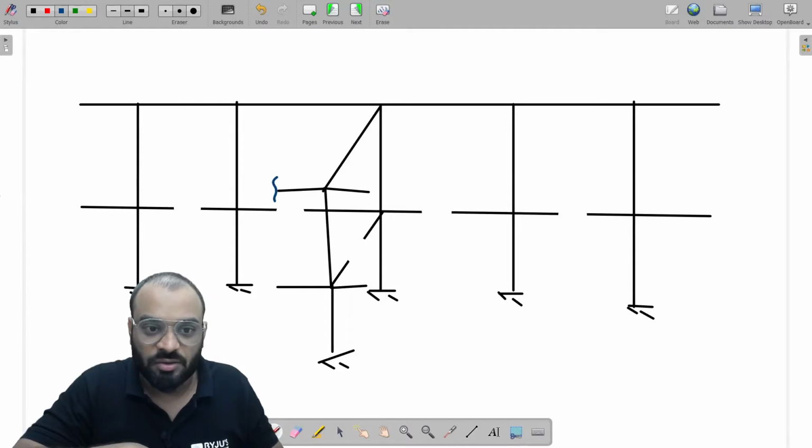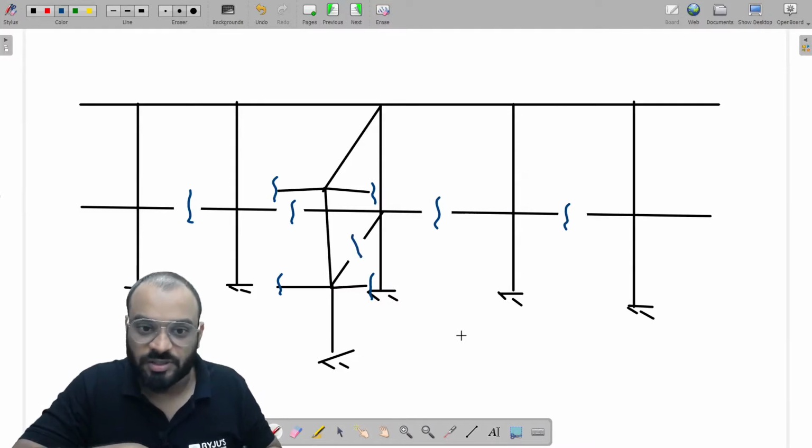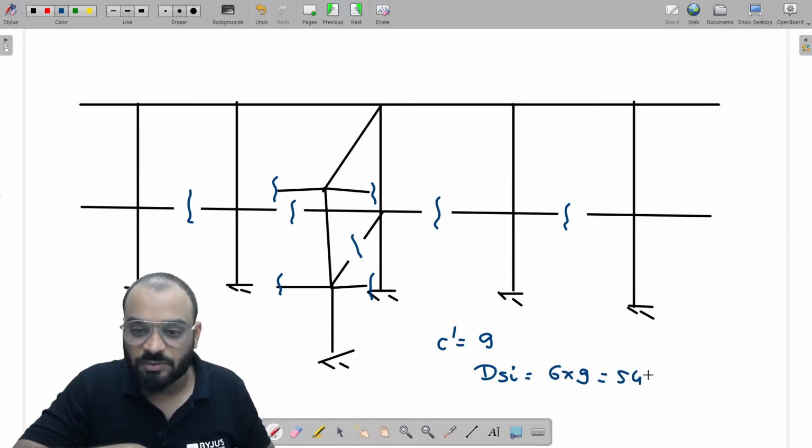Let me count it again. 1, 2, 3, 4, 5, 6, 7, 8, and this one is 9. So C dash is equal to how much? 9. So ultimately the value of DSI is equal to how much? 6 into 9, it is equal to 54.